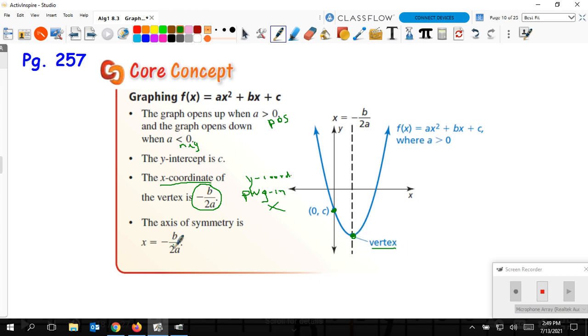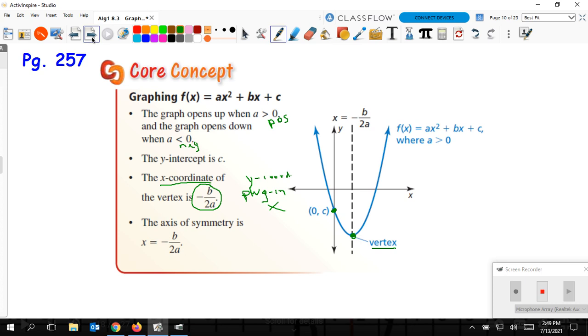We also know something as far as the x-coordinate. Whatever that is, we can say that's the axis of symmetry, which goes straight through the vertex, and it's going to cut this parabola into 2 symmetrical, equal halves. And so we'll see that as well.